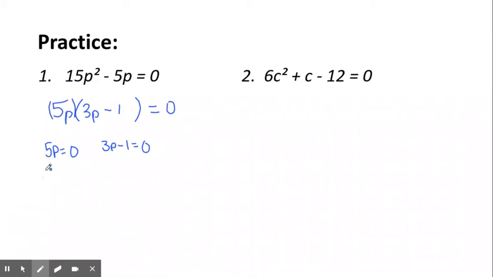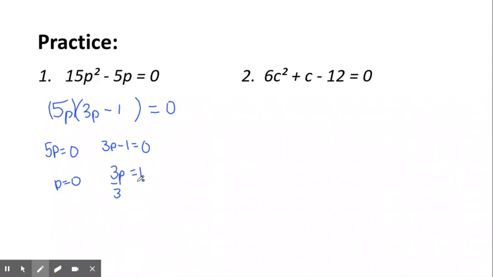Solve these equations, of course. When we solve this equation here, you need to get rid of that 5 by dividing both sides by 5. 0 divided by 5 gives you 0. So for this first one here, we get p equals 0. For the second equation here, it is a two-step equation, so you're going to have to start off by adding 1 on both sides. If you do that, you get 3p equals 1. And then your last step, if we're trying to get p by itself, that means I need to get rid of this 3 here by dividing both sides by 3.